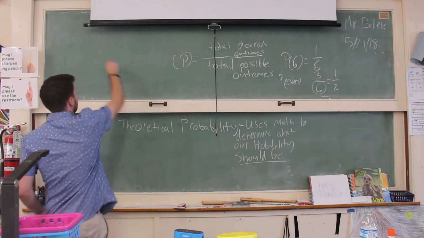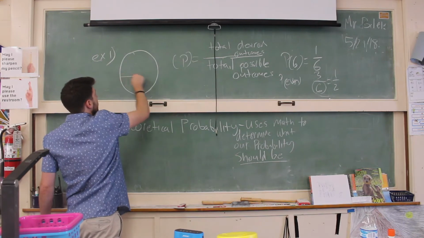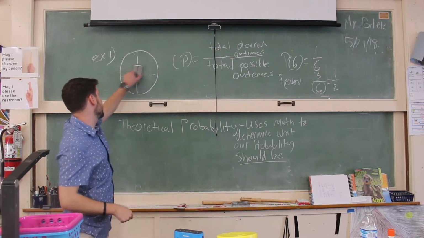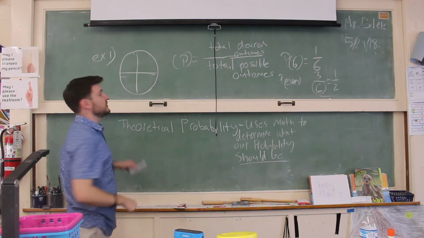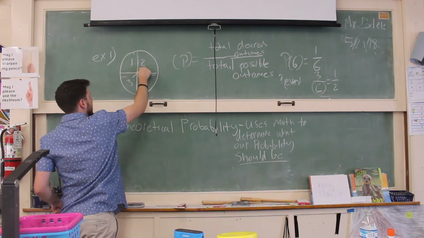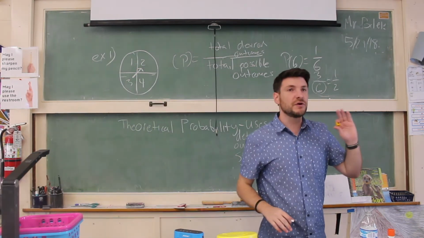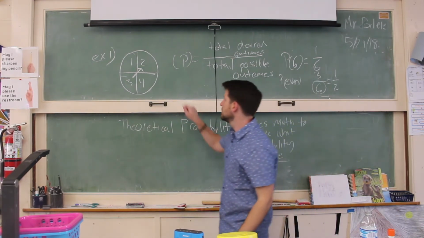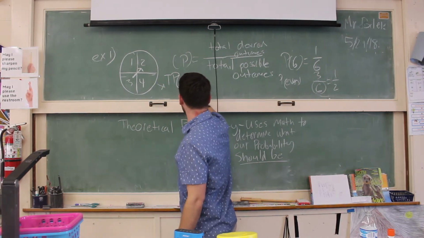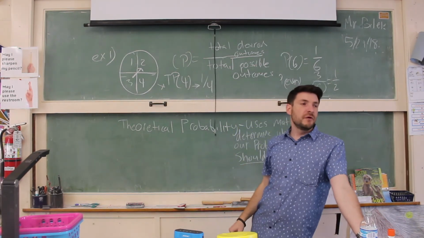So let's look at an example. We'll put example 1 up on the board. Write this example for me. First, pretend this is even. Okay, I'm going to erase it because it looks pretty bad. That's a little better. This is a spinner. Remember, the arrow spins. I just drew it there so you can visualize it. What's the theoretical probability of landing on a 4? There is a 1 in 4 chance of landing on a 4.